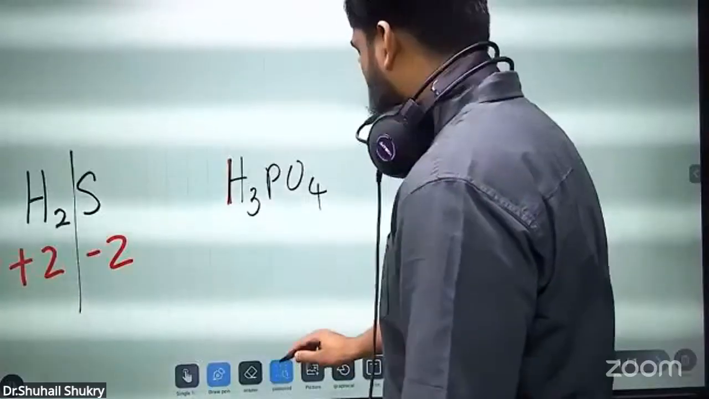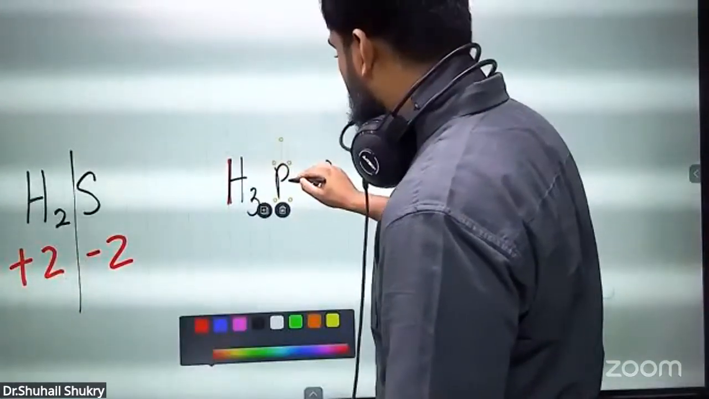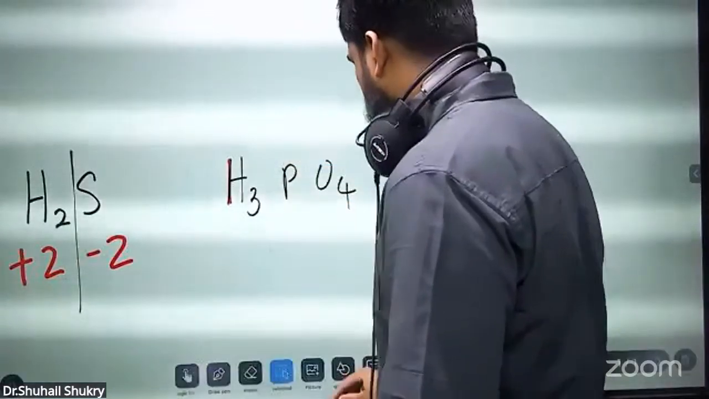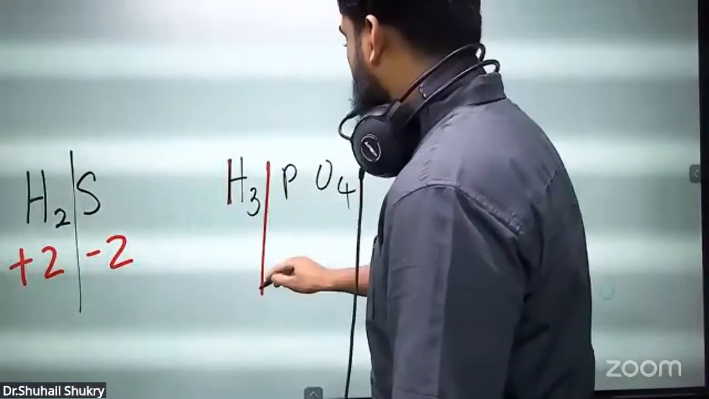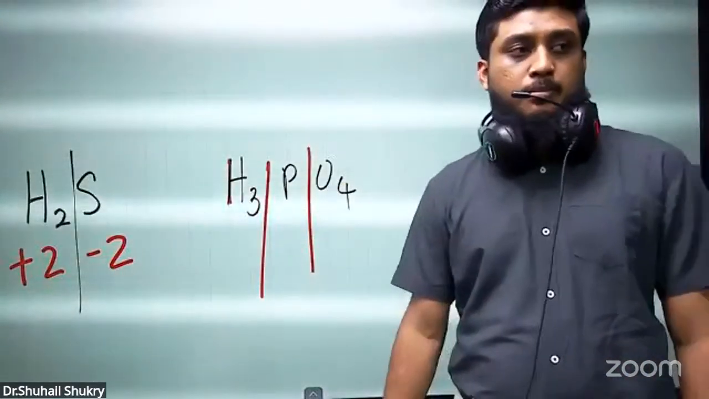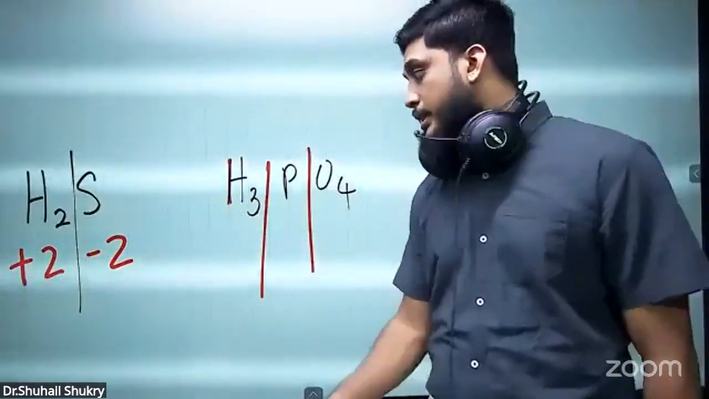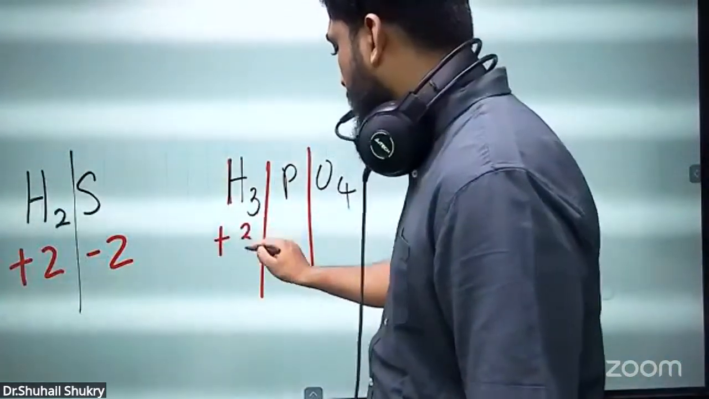I can take here. Now H3PO4 I'll take like this. Then now 3 boxes. Hydrogen and oxygen, you know the oxidation numbers, no guys? What is the oxidation number of hydrogen? Plus 1. Then 3 hydrogens will be plus 3.